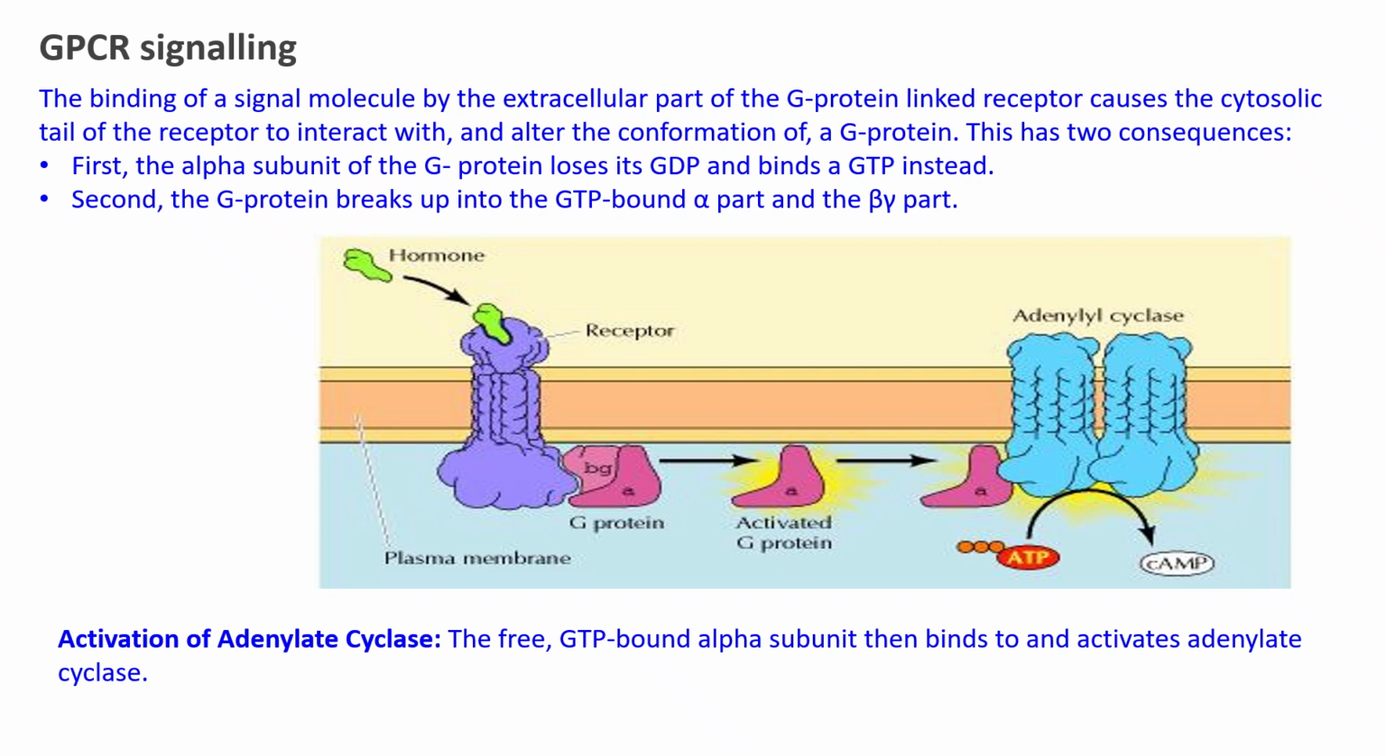This has two consequences. First, the alpha subunit of the G protein loses its GDP and binds to a GTP instead. Second, the G protein breaks up into the GTP bound alpha part and the beta gamma part. The next step in GPCR signaling is activation of adenylate cyclase. The free GTP bound alpha subunit then binds and activates adenylate cyclase.